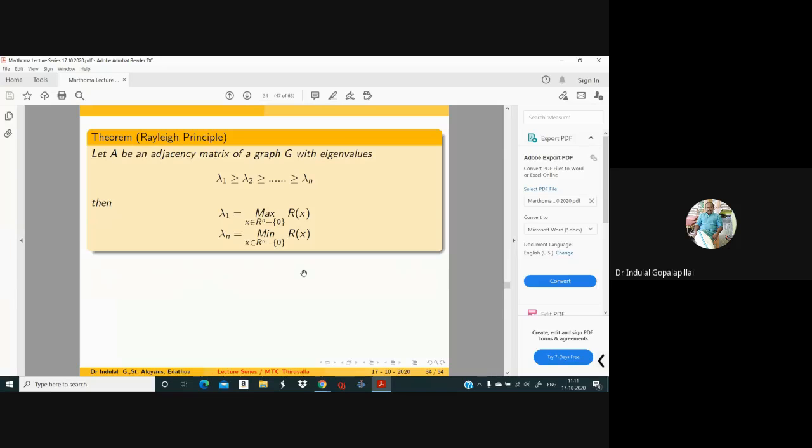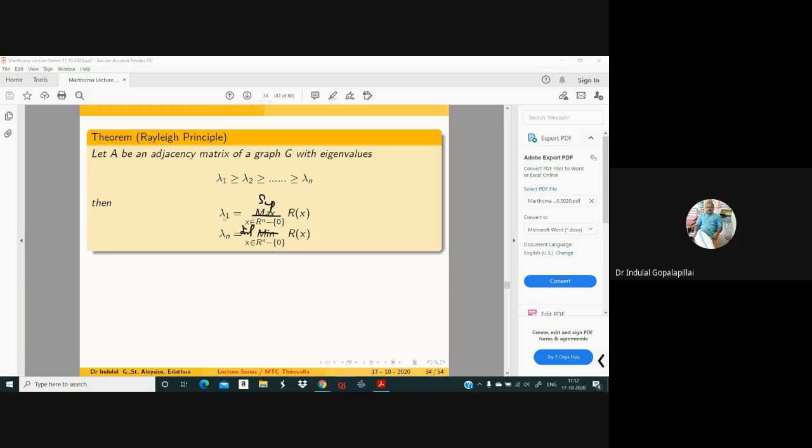Then you find all Rayleigh quotients of X's in Rn with respect to A. Among these, the maximum, or the more apt word, supremum, of all such Rayleigh quotients will be lambda 1. So the greatest eigenvalue is the supremum of all Rayleigh quotients, and lambda n is the infimum among all Rayleigh quotients. This is the famous Rayleigh principle.